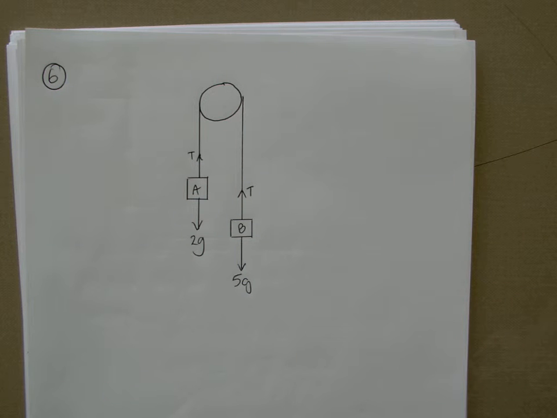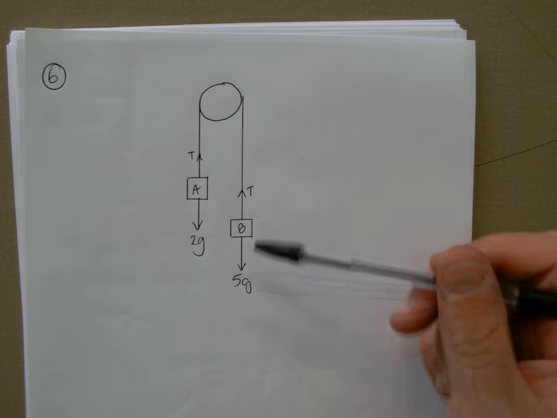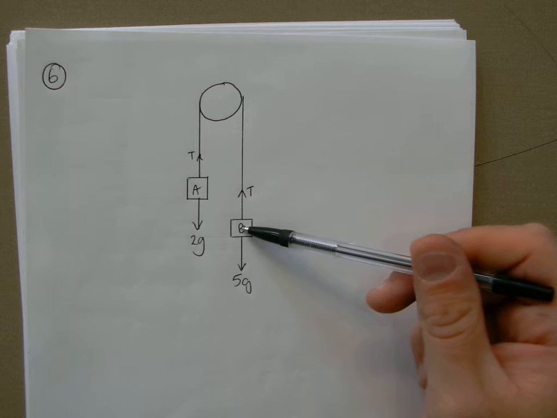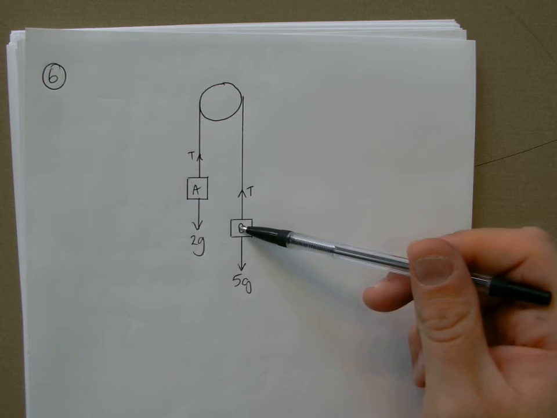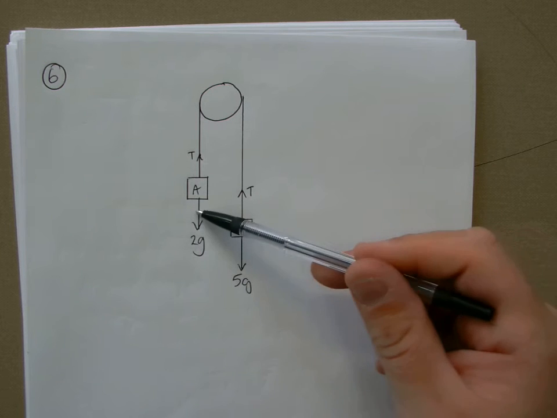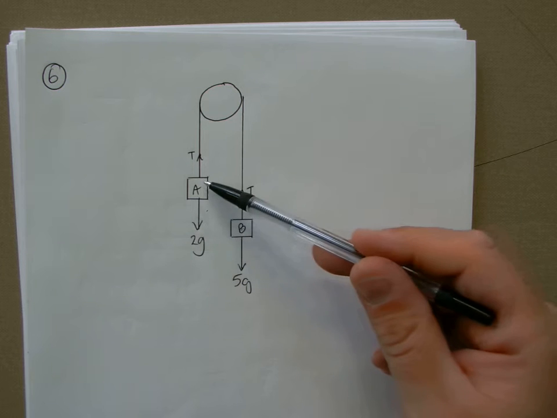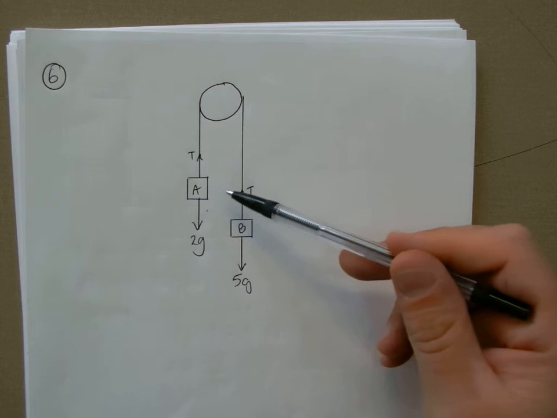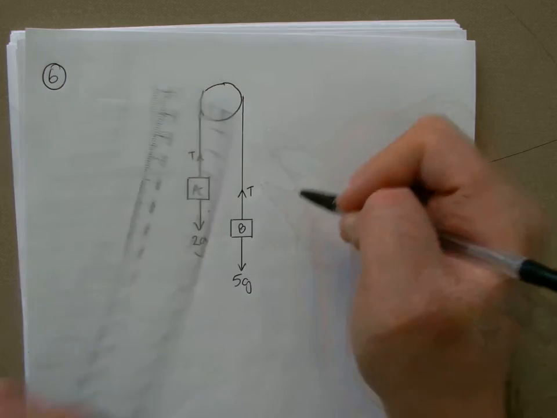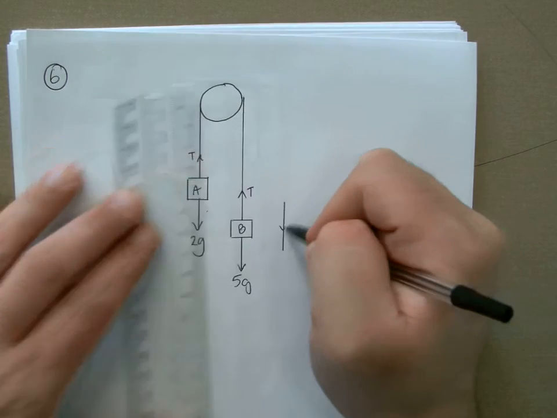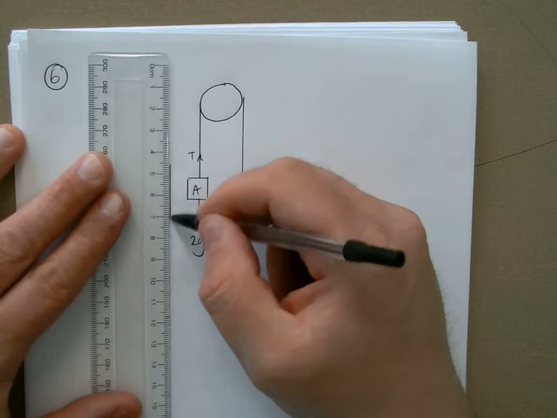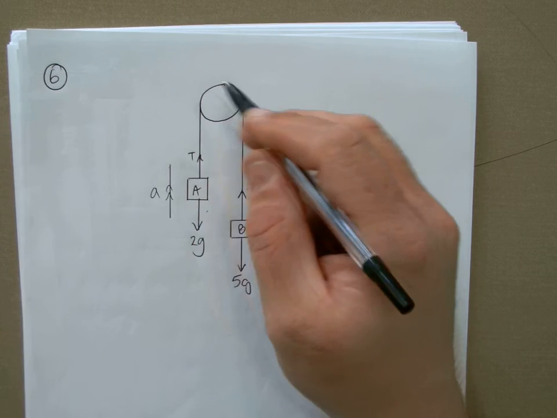Right, so this is a pulley system here, with a heavier weight on this end. Mass A is 2 kilograms, so the weight is 2g. Mass B is 5 kilograms, so the weight is 5g. The system is released from rest, so naturally B is going to pull down. It's going to accelerate downwards, and A is going to accelerate upwards. So you can see the direction of the string.